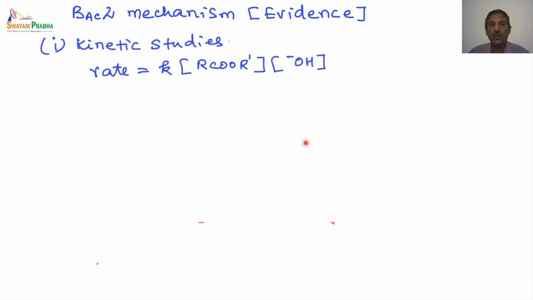So we will study now about the BAC2 mechanism. Using the kinetic studies, it was confirmed that the rate of the reaction depends on the concentration of the ester and the base. So there are two species which are involved in the rate determining step. That is why this is a second order kinetic. So we can say it is a bimolecular reaction.